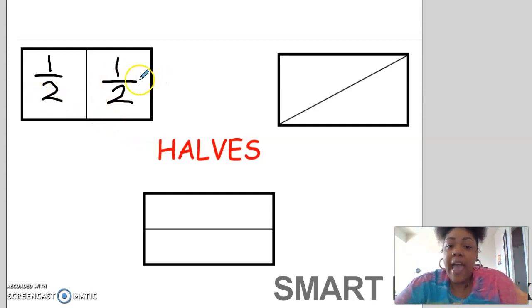So, for halves, we would break a candy bar or this rectangle, any whole, into 2 equal parts. One part, 2 parts, and we call that fraction 1/2.